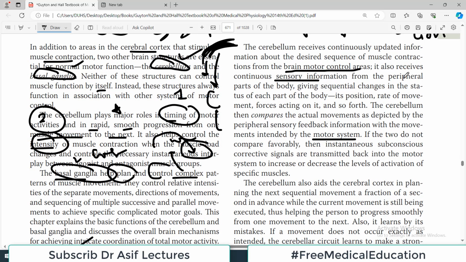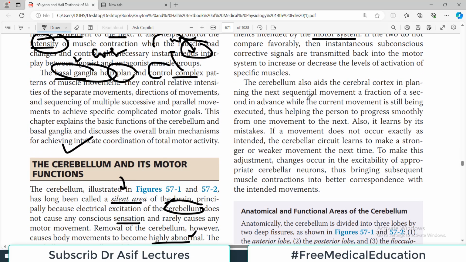and fine tunes the movement: if the movement is excessive, it is stopped, and if it is too little, it is increased, type of thing. The cerebellum also aids the cerebral cortex in planning the next sequence of movement a fraction of a second in advance while the current movement is still being performed. You see how important this is? So it's planning ahead so that the movement keeps continuing.